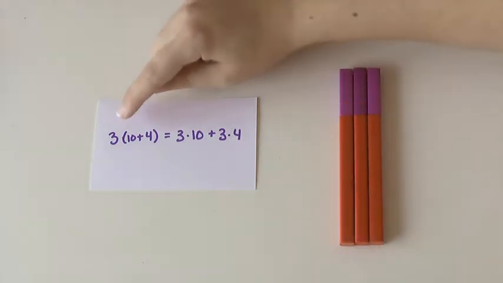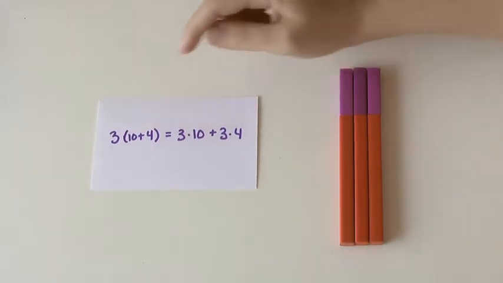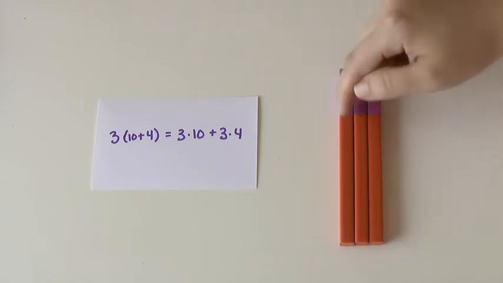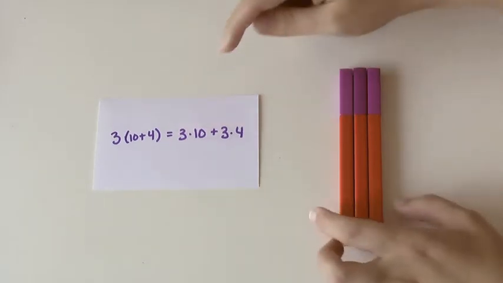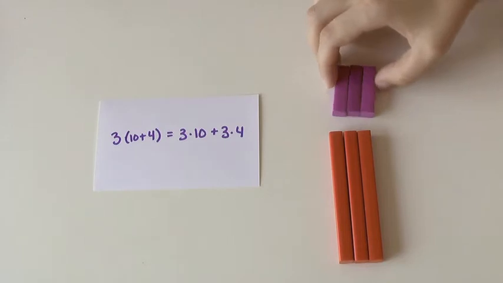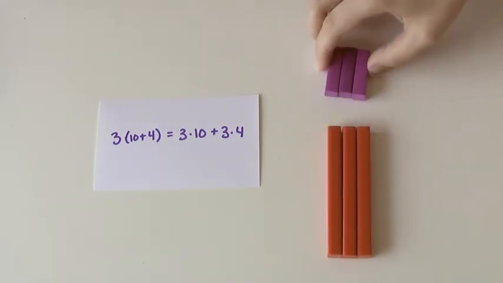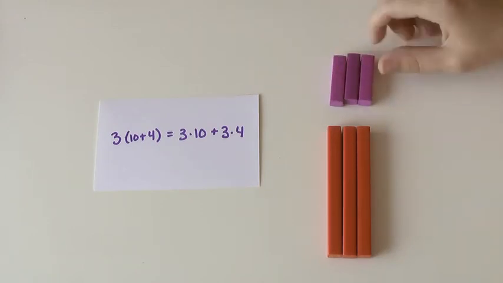In symbols, it looks like this: 3 times the quantity 10 plus 4. So here's 10 plus 4, and we have 3 of them. We're multiplying 3 times 10 plus 4. That's the same as 3 times 10, plus 3 times 4. So we're adding 3 times 10 to 3 times 4. 30 plus 12. And that gives you your answer.